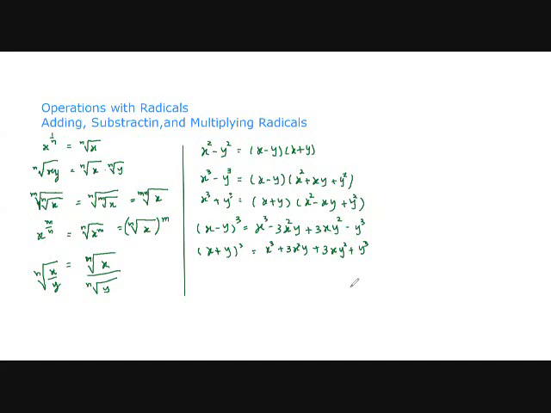This class is for 11AB core. Okay, this class is for 11AB core. And the topic today, the lesson today, is operations with radicals. Radicals, sometimes we call surds, are a kind of square rooting.